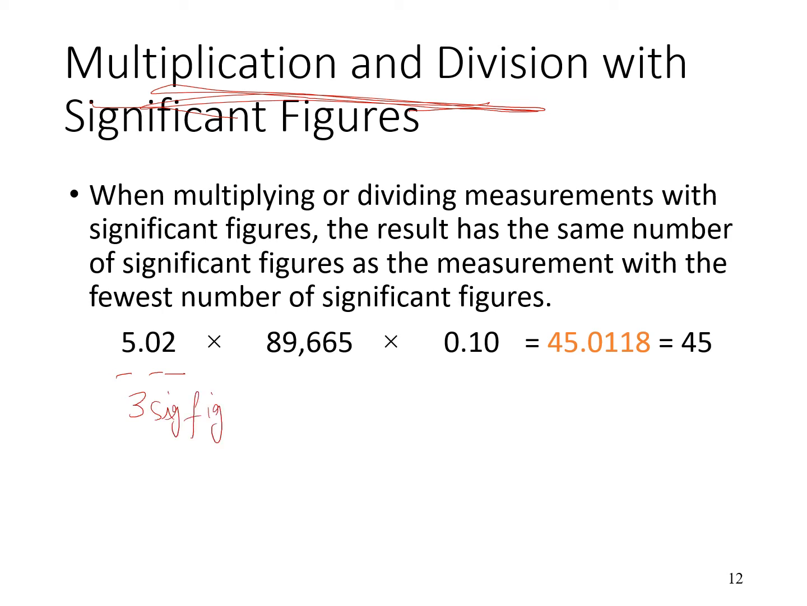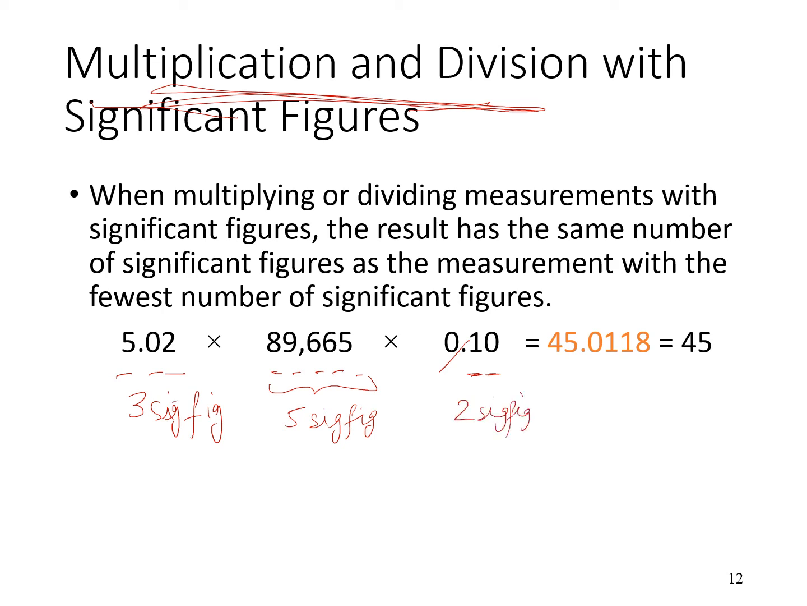Okay, how about this number? This is 1, 2, 3, 4, 5. All non-zero digits, so all significant, so this has 5 sig figs. Okay, how about this? This 0 is on the left, so it's not significant. This 1 is significant, and this 0 is also significant because it's on the right side and there is a decimal in this number, which means this has 2 sig figs.